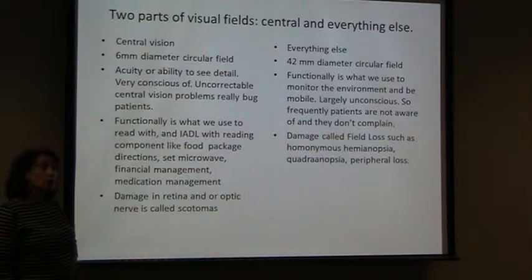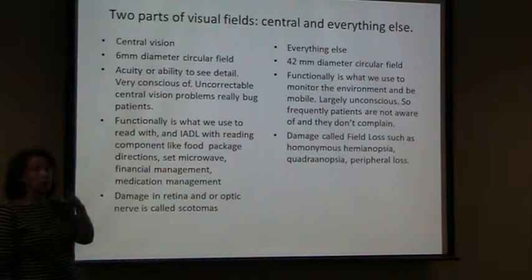So what's more critical for driving, peripheral vision or central vision? Peripheral, because that's what helps you be mobile. The state of Georgia has a cutoff for peripheral vision. It's 140 degrees with both eyes horizontally, but they also have an acuity cutoff, worse than 20/60.